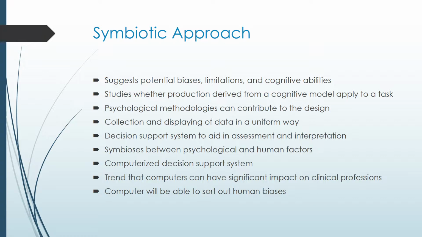So the symbiotic approach. This basically suggests potential biases, limitations, and cognitive abilities. What this basically means is, when you have a human entering data into a system, the human can be potentially biased in the inputs, and the computer has to be able to aid in that sense. Studies whether production derived from a cognitive model applied to a task. Psychological methodologies can contribute to design.